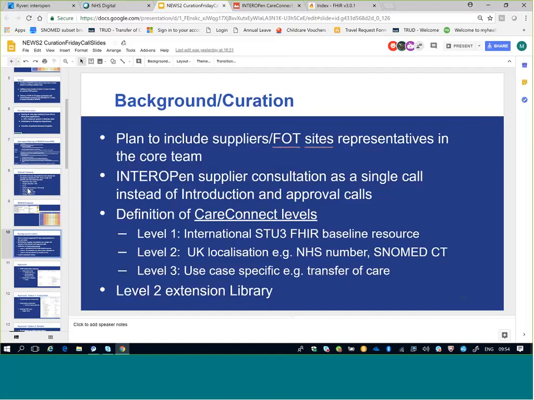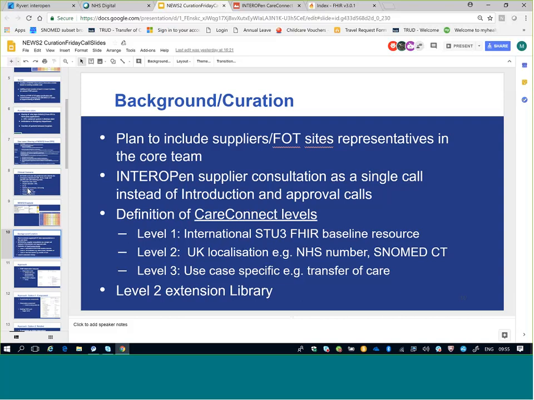So this is a bit of background of curation. If this is the first call you joined, the FHIR curation has been happening under the INTEROPen umbrella, and Amir, who's on the call, started it. I took over in November 2017, and we implemented a new process and we did curation for transfer of care, whose beta specs are published now. The same with GP Connect, and we also cover reasonable adjustments in pharmacy. And most of the work we are doing, we are trying to improve as we go along.